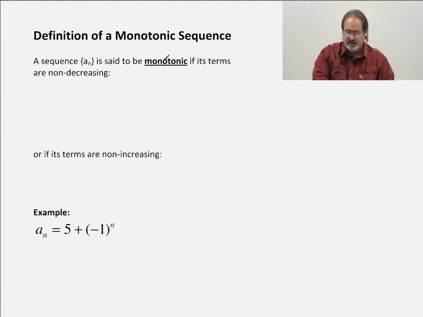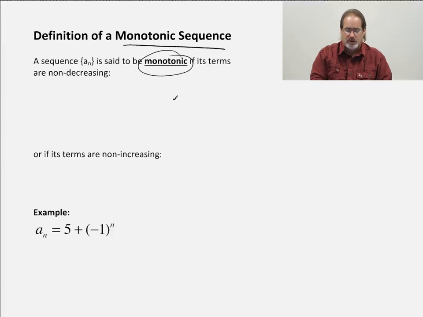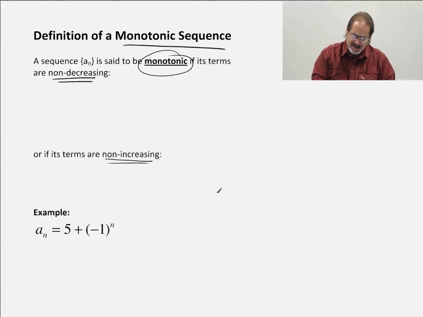Let's talk about the idea of a monotonic sequence. Now, sequence a_n is said to be monotonic if its terms are either non-decreasing or if the terms are non-increasing. So something that was non-decreasing may look something like this, where I have 1, 2, 3, and so forth.